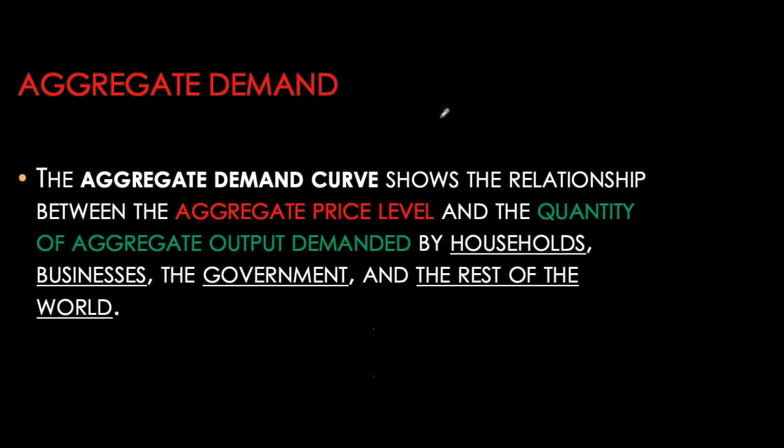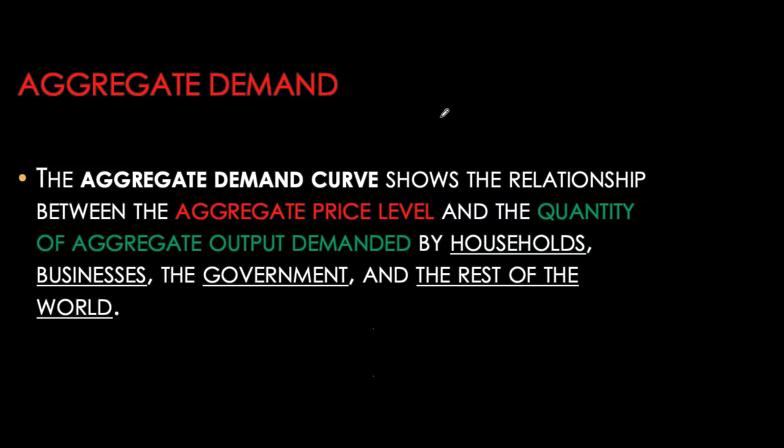The model has three main components: aggregate demand, short-run aggregate supply, and the long-run aggregate supply. Let's start our discussion with the first component, which is our aggregate demand. Aggregate demand will give us a relationship between the aggregate price level and the quantity of aggregate output demanded by all sectors in the economy.